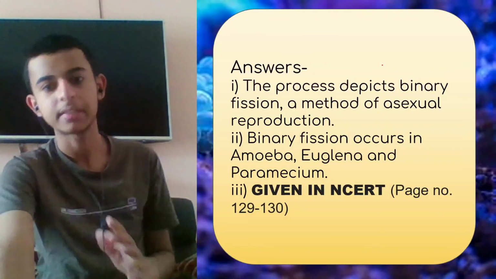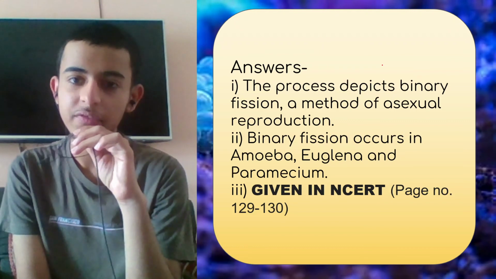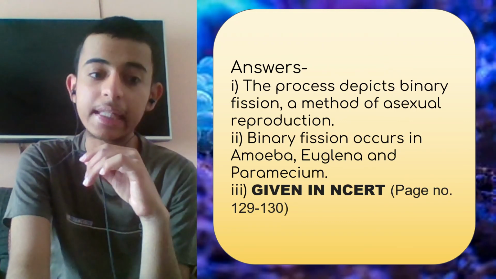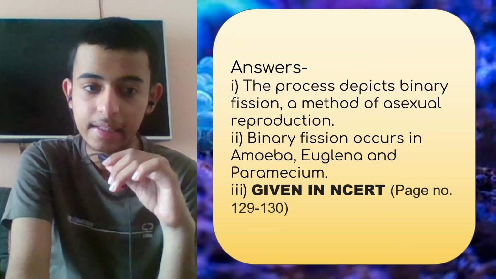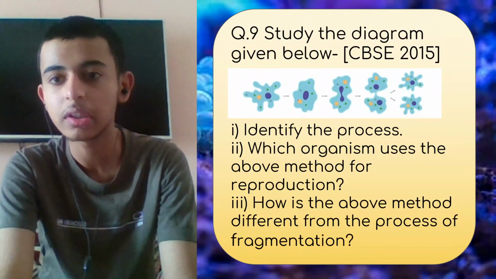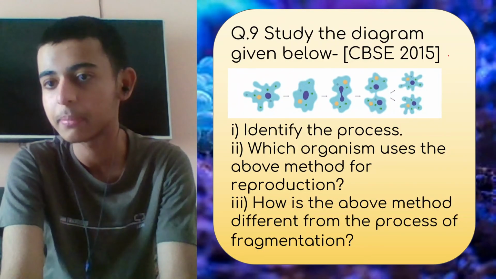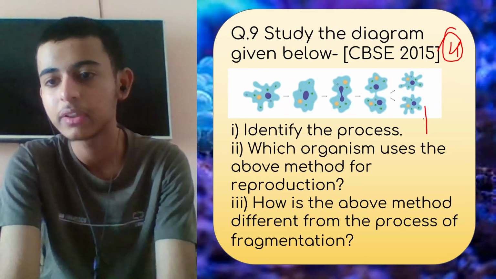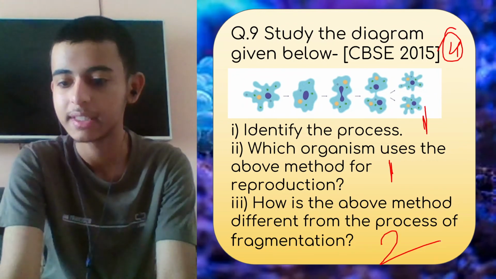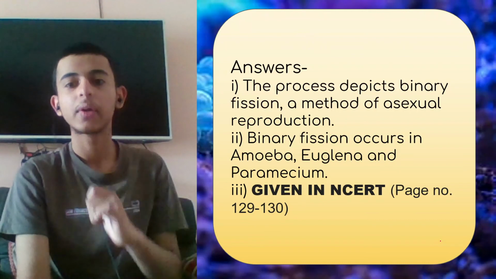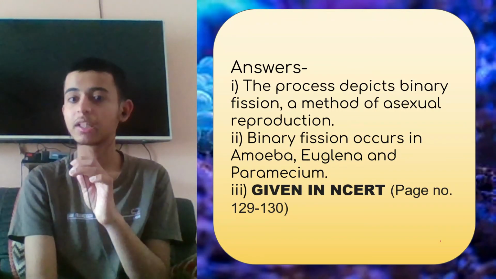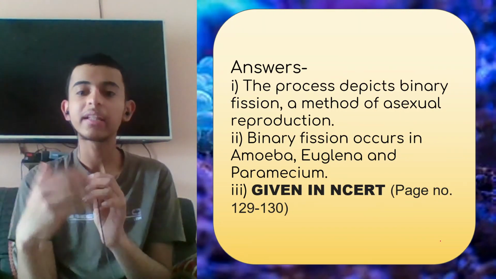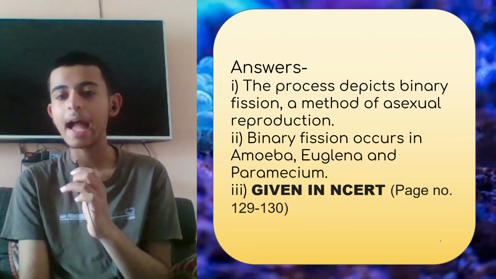So that you can write. Okay, the process depicts binary fission, a method of asexual reproduction. Please, this is the complete sentence. It is a 3-marker question. It can be your case-based question. Remember that, 4-marker: 1 mark for this, 1 mark for this, 2 marks for this. 2 differences. Now you can see the process depicts binary fission, a method of asexual reproduction, and binary fission occurs in amoeba, euglena, and paramecium.